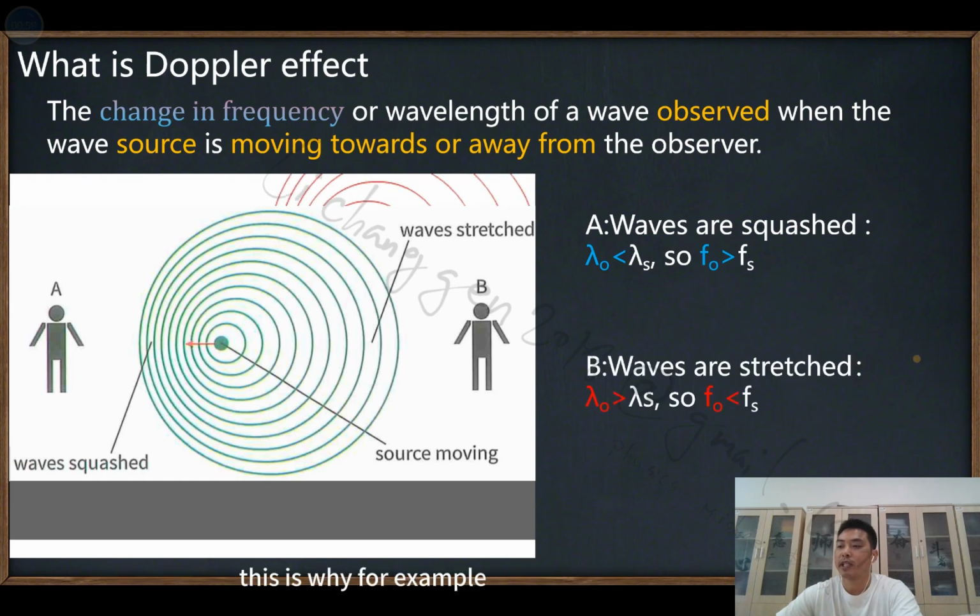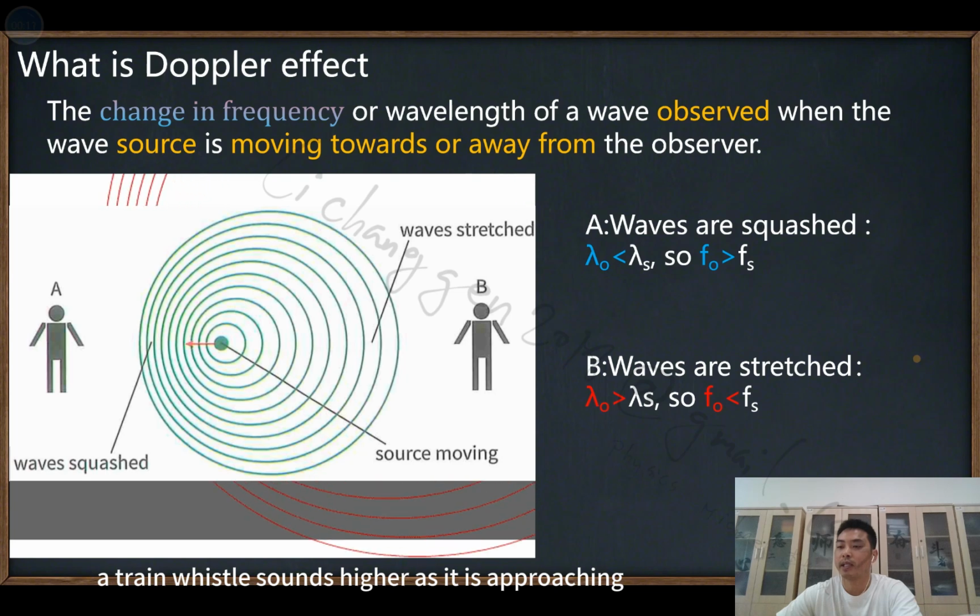This is why, for example, a train whistle sounds higher as it is approaching and lower as it is moving away.